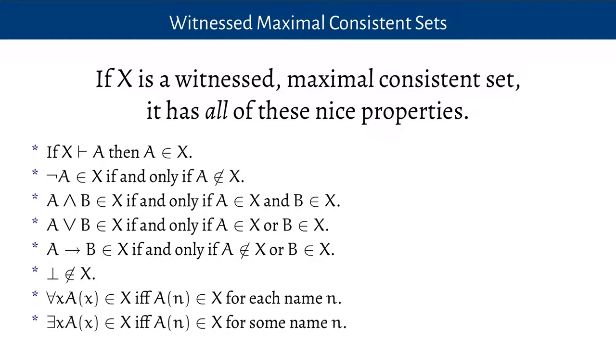Now the really neat thing, the first thing that I'll prove, is that a witnessed maximal consistent set has got all of these other nice properties. It contains all of the things that you can prove from it. The negation is in the set just when the thing that you negated isn't, conjunctions are in the set just when the conjuncts are both in, et cetera. So not only does something with all of these properties have to be a maximal consistent set, but a maximal consistent witnessed set has got all these properties.